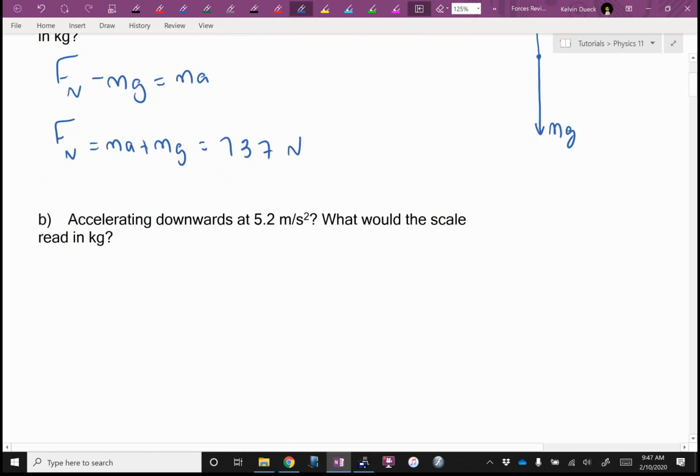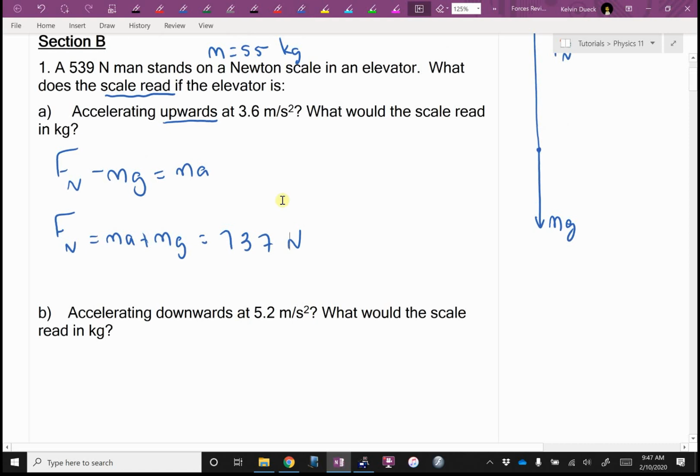Speaking of down, B. There's a part B as well. It says, what would the scale read in kilograms? So if I wanted the scale in kilograms, how would I convert 730 newtons into kilograms? Because most bathroom scales don't read newtons. I wish they did. They read kilograms. How would you convert that to kilograms?